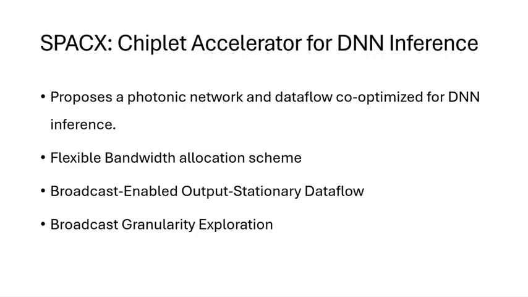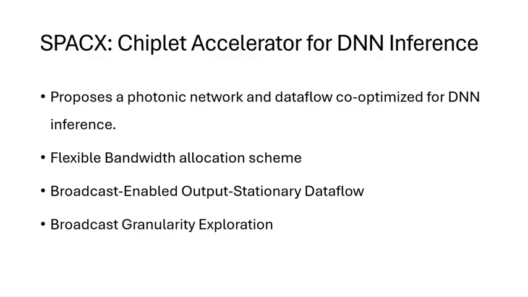For flexible bandwidth, it is designed to improve network utilization and reduce processing element stalls. This adjusts the communication bandwidth by tuning the number of wavelengths for different types of data. These adjustments are tuned based on the system parameters in the deep neural network layer.